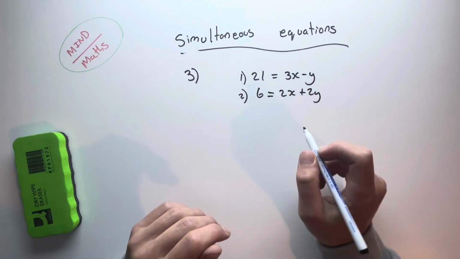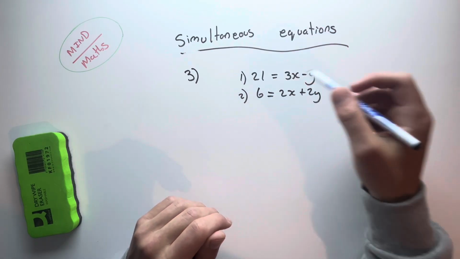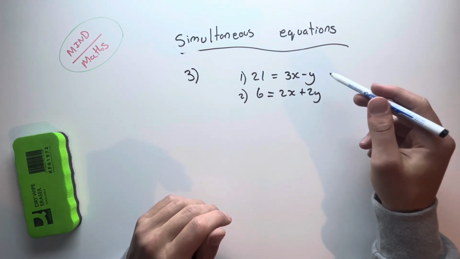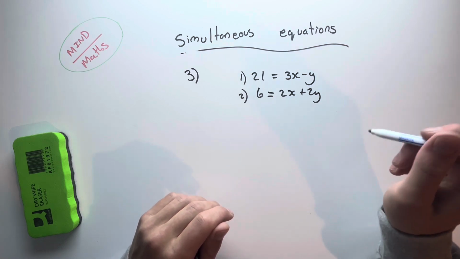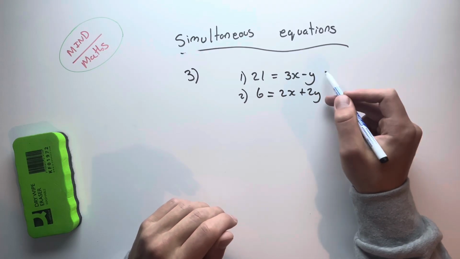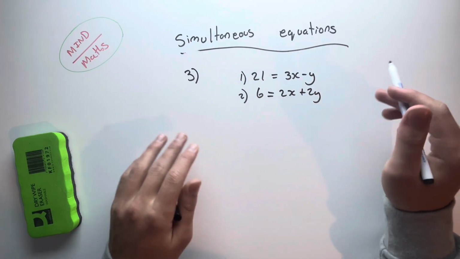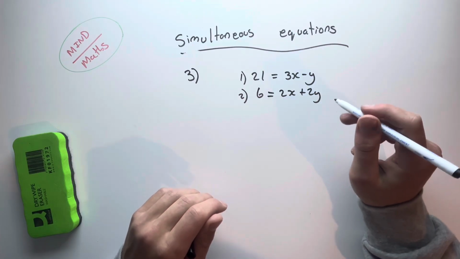So what we've got to do here is multiply the entire equation, or I should say the first one, by 2. The reason I'm going to do this, you can actually do it by multiplying the second one by 3 and the first one by 2. There are loads of ways around it. We've just got to make one of the terms the same.